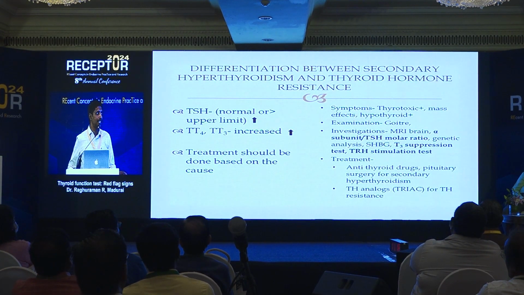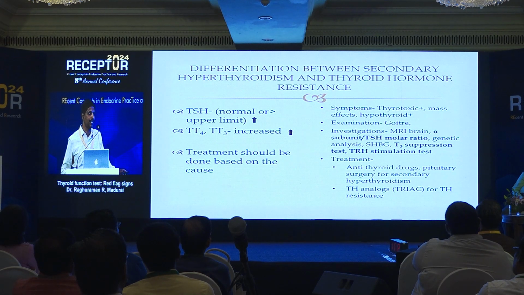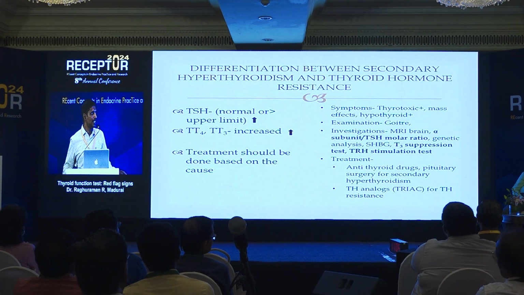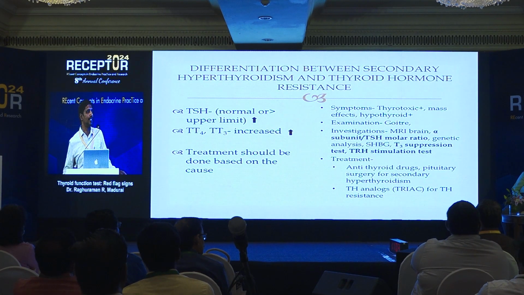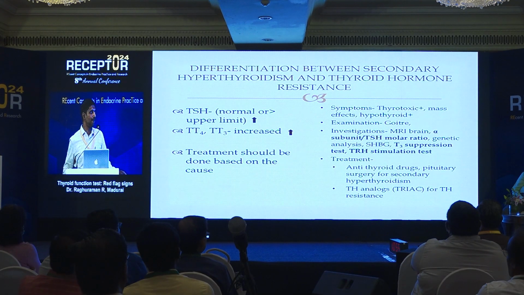Other than that, there is one more thing, that is the alpha subunit to TSH molar ratio. If it is more than 1, it is suggestive of TSHoma. Genetic analysis again to confirm thyroid hormone resistance. Sex hormone binding globulin also plays an important role: in thyroid hormone resistance beta it is reduced, but in TSHoma it will be raised. And the T3 suppression test and TRH stimulation test are some dynamic tests to differentiate between these two conditions.